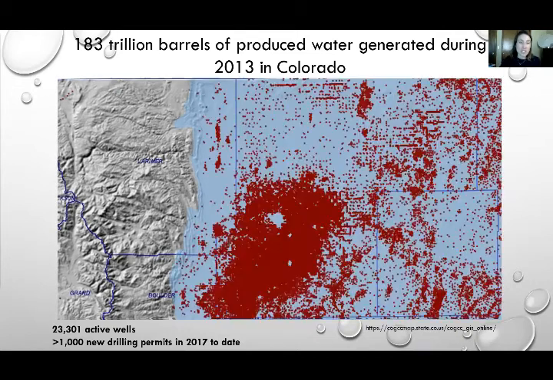So currently we have 23,000 active wells. And back when I was doing my research in 2017, I think it was July of 2017, just by then, there were 1,000 new drilling permits during this time. So, there's been some pretty robust growth in the oil and gas industry. And you could see that the majority of our well locations are in the southwest portion of Weld County.